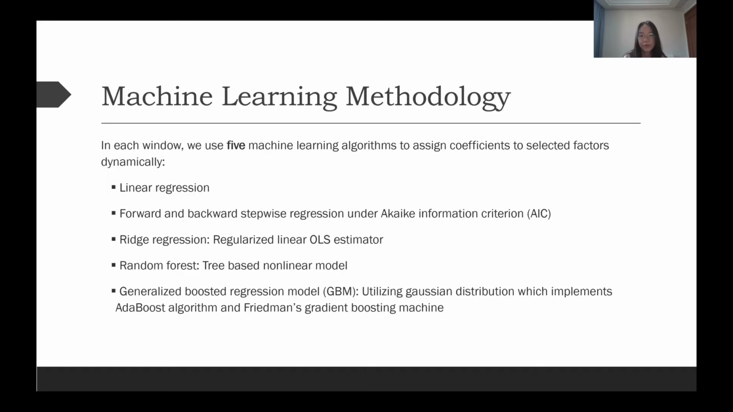In each window, we use 5 machine learning algorithms to assign coefficients to selected vectors dynamically, including linear regression, forward and backward stepwise regression under AIC, regularized linear OLS estimator ridge regression, tree-based nonlinear model random forest, and generalized boosted regression model.